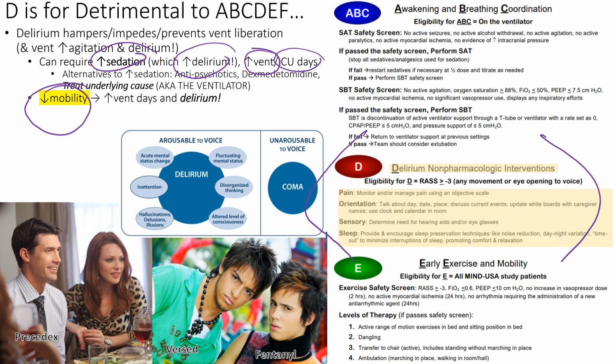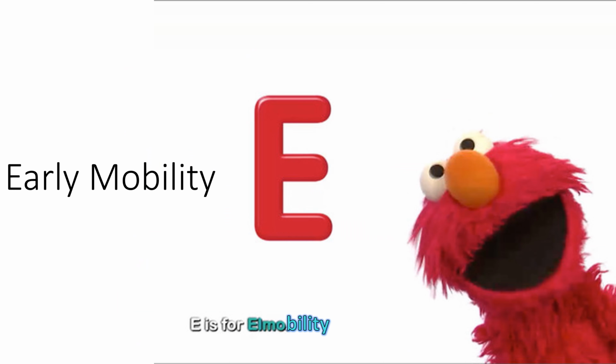So D is part of our ABCDEF bundle. And we had C that we talked about, our choice of sedation, right? So the choice of sedation is like when you're bringing a boyfriend to Thanksgiving dinner, you don't want to be bringing Versed and fentanyl, right? Those are not your go-to ones. Those are going to start causing some problems, right? The guy you want to bring is who? Precedex. All right, so E for early mobility, right? So this is where we can fix delirium, right? And it can have a lot of positive outcomes.